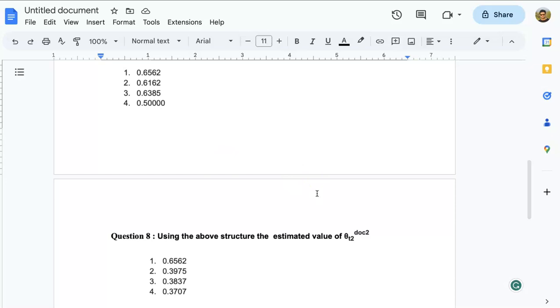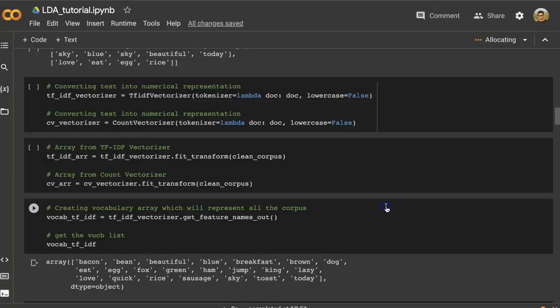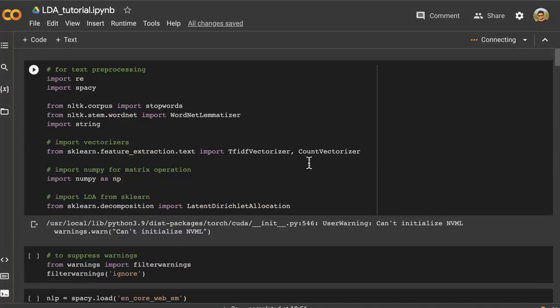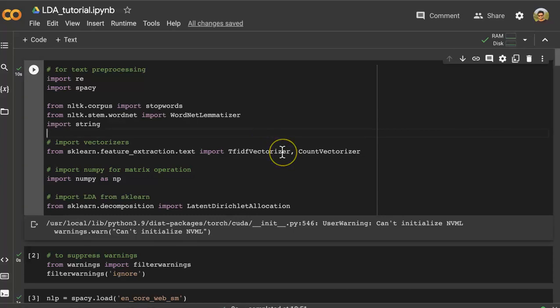Now let's discuss the coding part. So how you can use this LDA in Python, and how you can use it in some kind of application. Okay, so we have a toy example here, so we can just check. I also give the link of this Google Colab in the YouTube video description. You can check it.